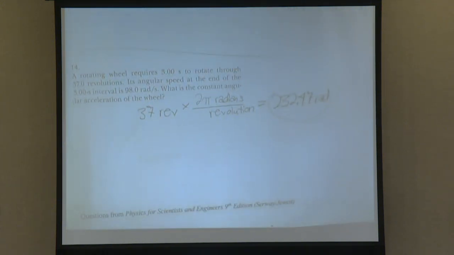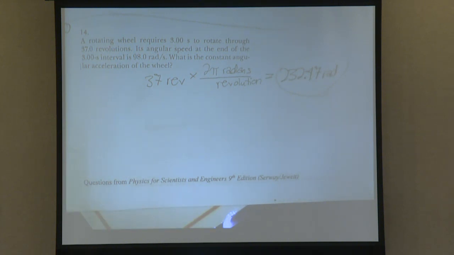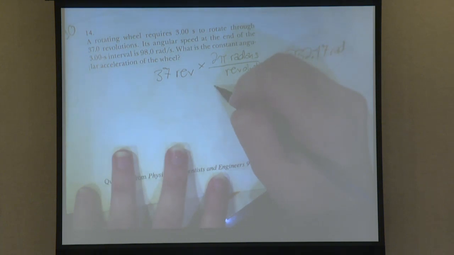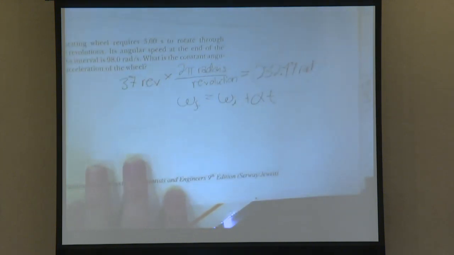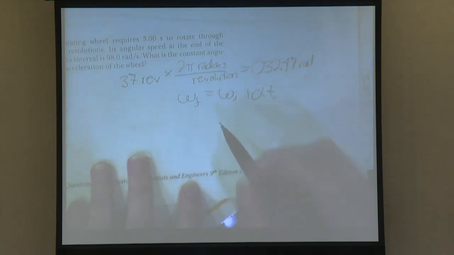So what we can do when we have angular velocity, angular acceleration, and distance in radians, you can use the same kinematic formulas that you would use for regular velocity, regular distance, regular acceleration. So in this case, the final angular velocity is going to be equal to the initial angular velocity plus our angular acceleration times time. Okay, so we know that our final angular velocity is going to be 98 radians per second.